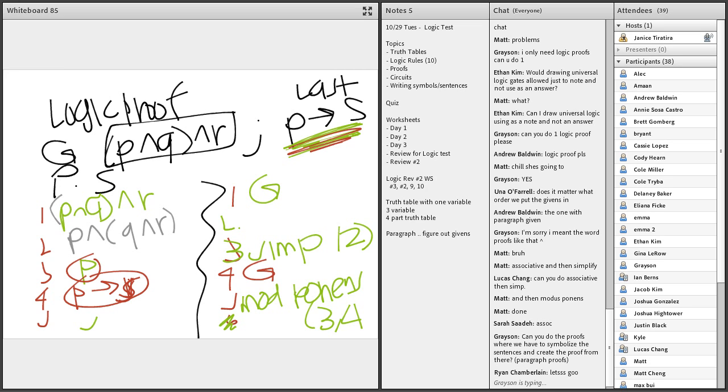So Sarah said do associative property, because then you'll just get P right away for step 3. So that's just a different option: either simplification, or associative and simplification.